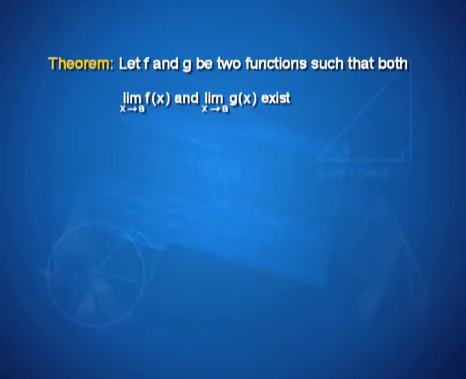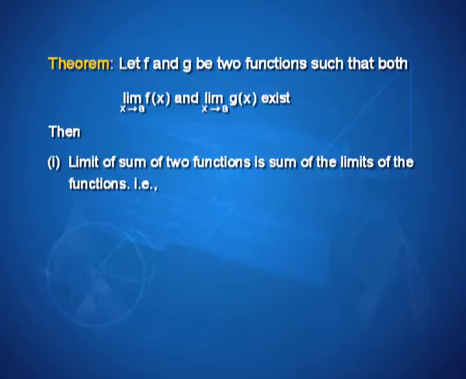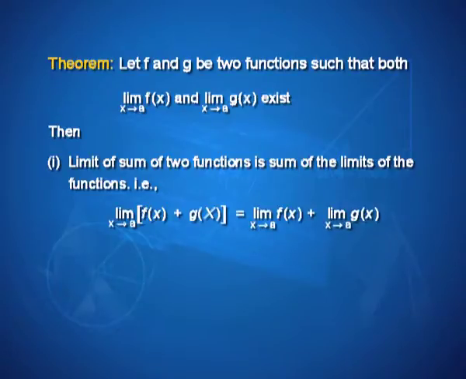Let f and g be two functions such that both limit f of x as x tends to a and limit g of x as x tends to a exist. Then, first, limit of sum of two functions is sum of the limits of the functions, that is limit of f of x plus g of x as x tends to a is equal to limit of f of x as x tends to a plus limit of g of x as x tends to a.